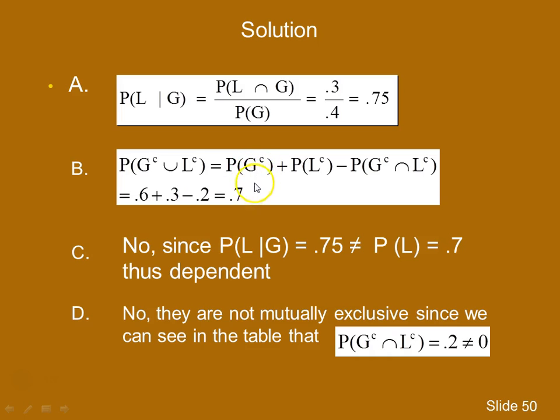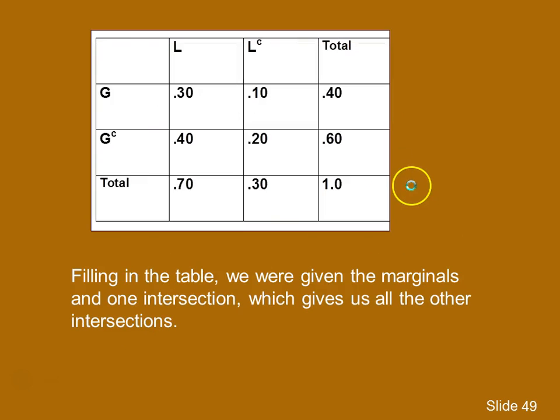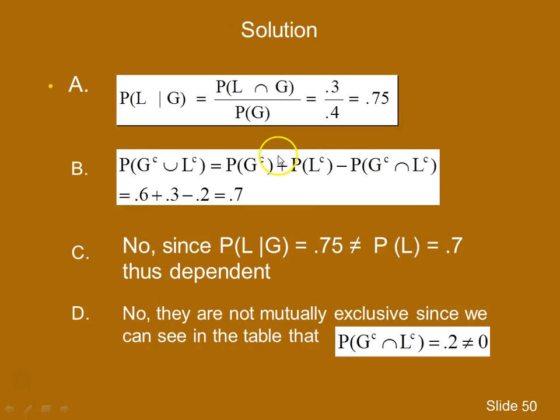G complement was given to us as 0.6. L complement was given to us as 0.3. Now the intersection here, G complement intersect L complement, we can get rather easily once we've drawn a table. G complement intersect L complement is going to be this 0.2 right here. So we subtract 0.2, and this union is equal to 0.7.